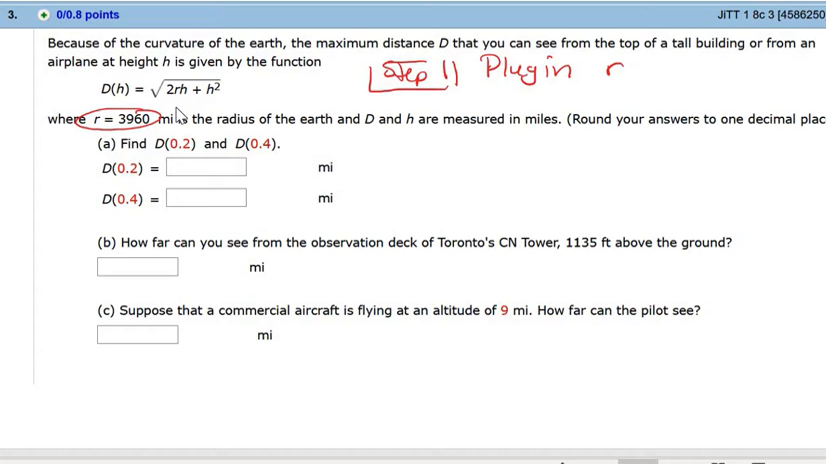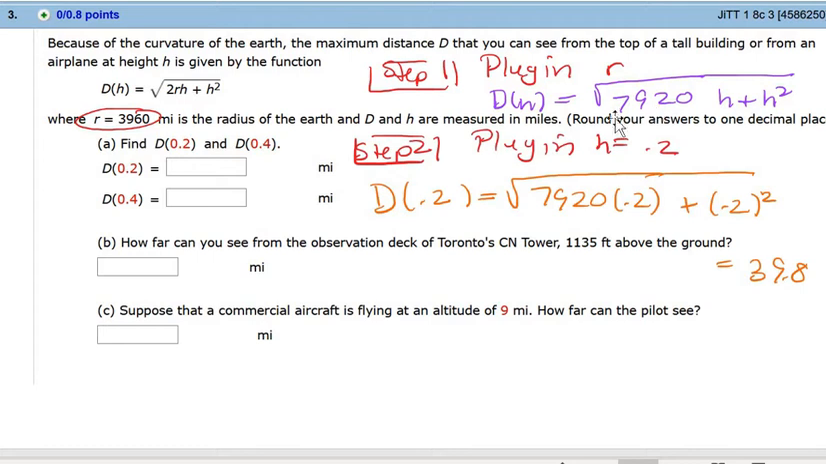So you plug that in to your equation, into your formula, and so now you have 7,920 once you do the 2 times it. So 2 times 3,960 is 7,920. So get rid of that first. And then you basically go in and plug in the values of h they've given you. So how far can you see if you are at a height of 0.2 miles? Well, you plug in 0.2, you take the square root of that puppy.